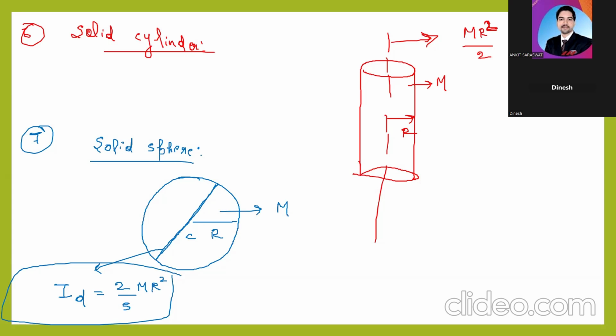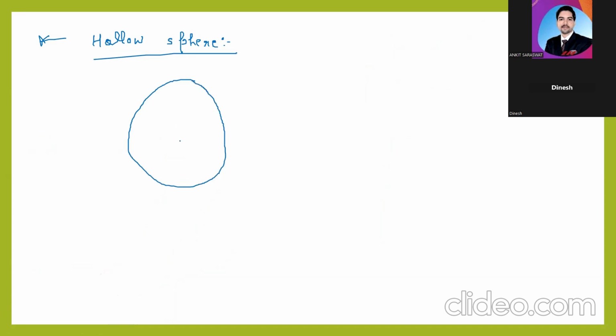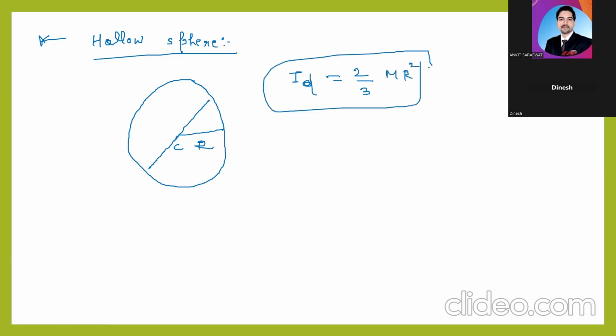Okay, sir. For hollow sphere, next write down. D is diameter, okay? For hollow sphere, center C, radius R. So moment of inertia about its diameter is 2 by 3 mr square. So directly you should remember, okay? Clear?